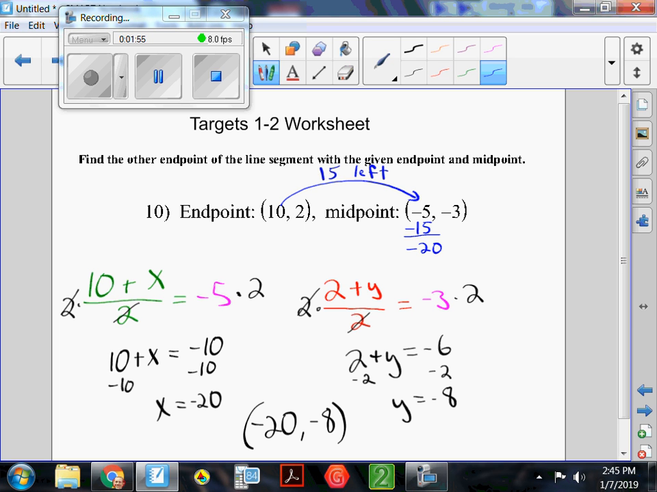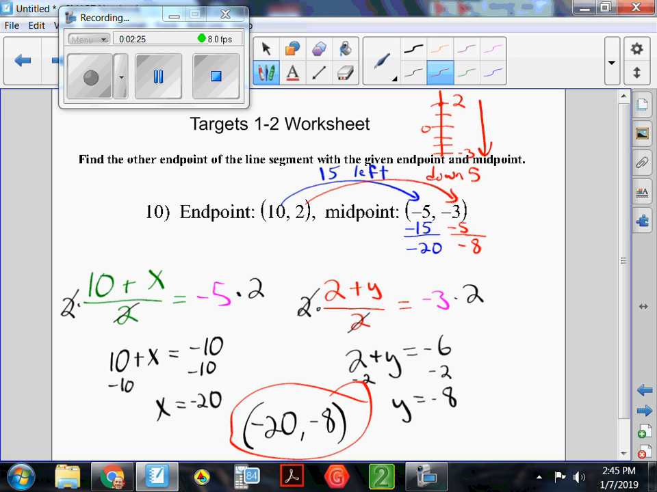So it's like saying I went from 10 to -5, I went 15 to the left. If I go 15 to the left again, I get -20. For the y value, I went from 2 to -3. So I started at a 2 on the y, and I went down to -3. So I went down 5. So if I subtract 5 or go down 5 again, I'd get to -8. So -20, -8 is the midpoint, or sorry, is the endpoint.